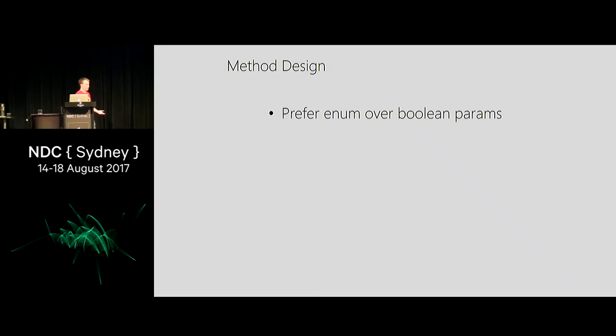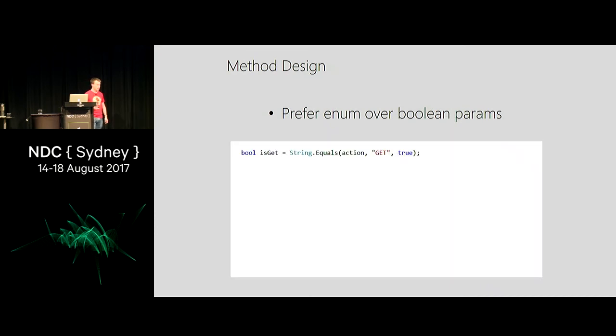Prefer enumeration over Boolean parameters. An enum parameter with a descriptive name is much, much more obvious in what it does than a Boolean parameter. Here we've got string.equals. We've got an action, which is a string. We've got a get. We're comparing them. What does that true do? Is it saying ignore culture? Is it saying ignore case? Is it saying ignore leading and trailing white space? Just reading that method, unless you know how string.equals works, it isn't immediately obvious.